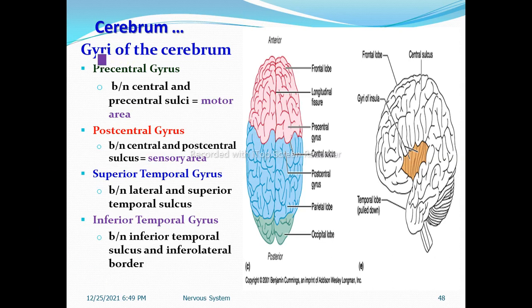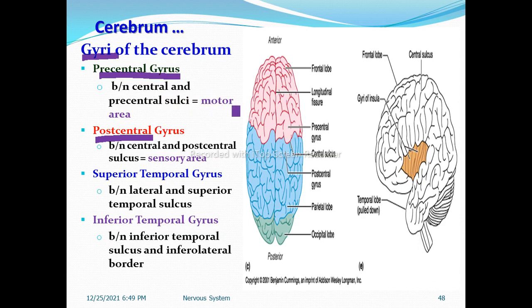Now the gyri of cerebrum. We have seen the sulci or fissures. What are the gyri? The first are the precentral gyrus, postcentral gyrus, superior temporal gyrus, and inferior temporal gyrus. The precentral gyrus is found between the central and precentral sulci. This is known as the precentral gyrus.